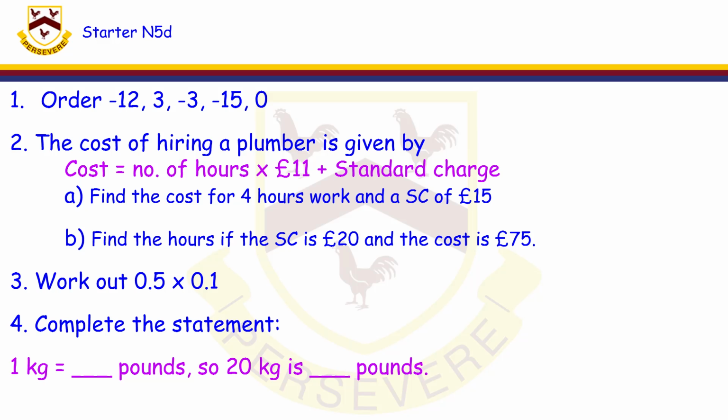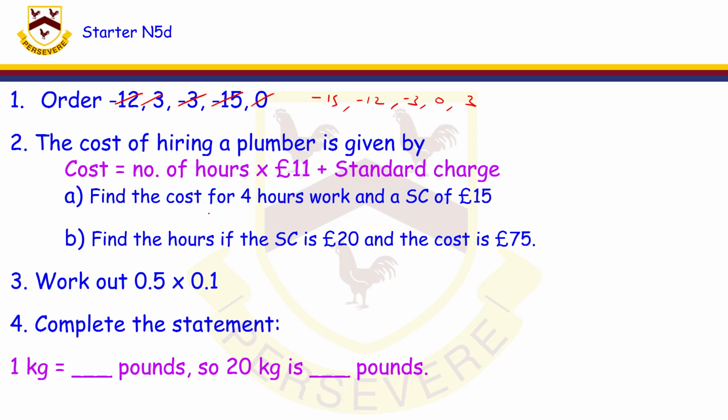Okay, so question 1, order. I've got some numbers to put in order. I prefer to do ascending order, so smallest to biggest. So let's try that then. Smallest number there is minus 15. Next one is minus 12. Then minus 3. 0 and then 3.